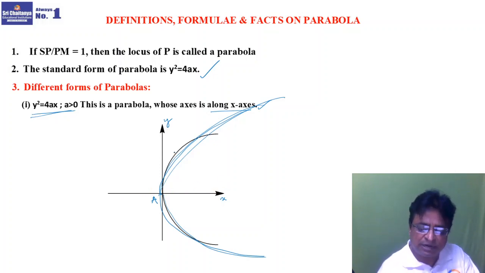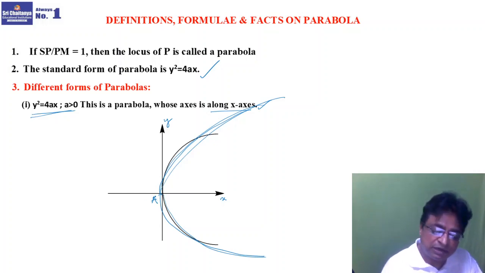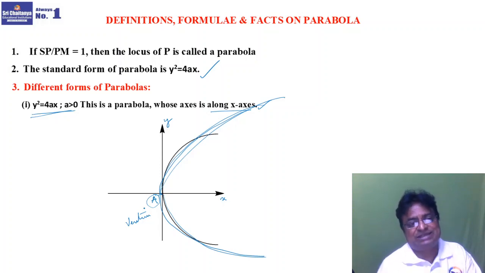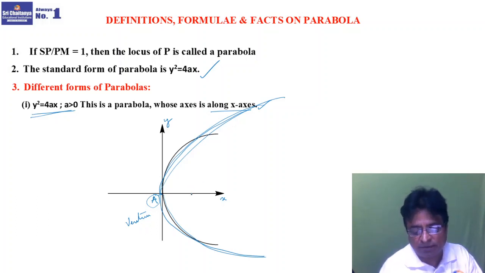Whenever the curve is symmetrical about a line, that line is called the axis of the parabola. So y square equals 4ax is symmetrical about the x-axis, therefore the x-axis is the axis of the parabola, and the y-axis is the tangent at the origin. Later we will call this origin the vertex of the parabola. The most important point is: what is the axis? It is the line about which the parabola is symmetrical. Here the parabola is symmetrical about the x-axis, hence the x-axis is the axis of this parabola.